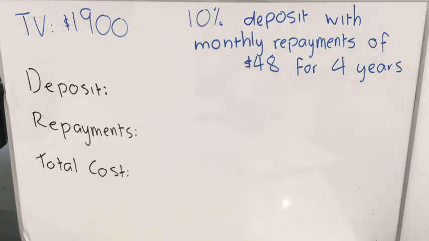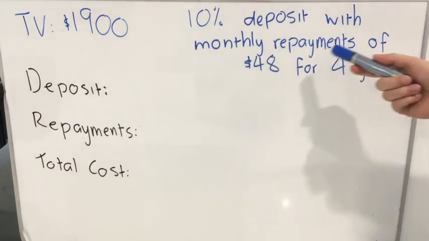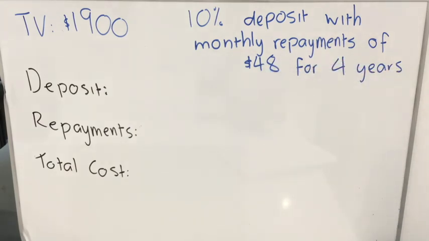You don't have that kind of money on you right now, so the shop says, let me do you a favour. You only need to pay a 10% deposit today and you can take the TV home with you. Then make monthly repayments of $48 for the next 4 years. Now $48 doesn't sound like very much every month, does it? Especially if you're working, so you agree.